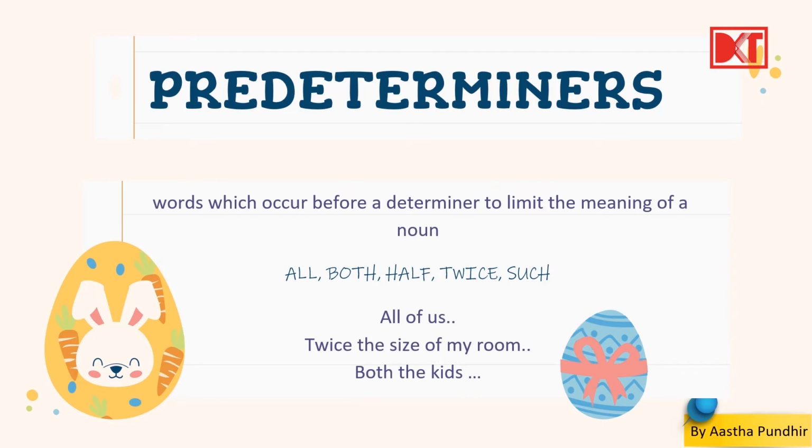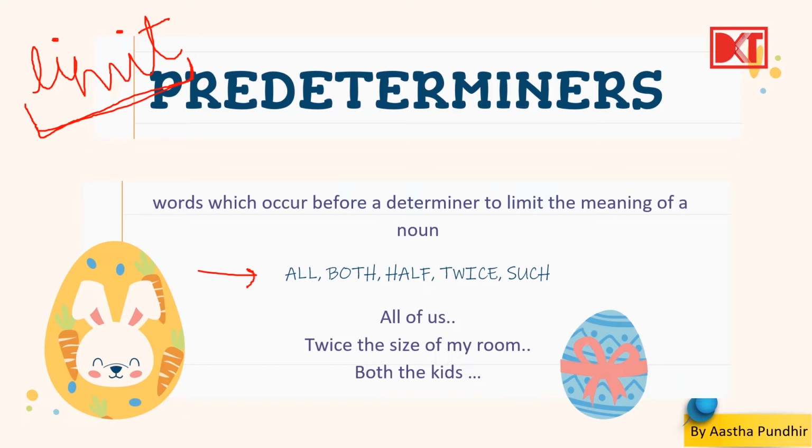Okay, so the first one is predeterminers. Predeterminers are also a subcategory of determiners, which we can say are words that occur before a determiner to limit the meaning of a noun. Here what we are doing is limiting the meaning. As I said, determiners help to identify the meaning, add some meaning to the noun. Here these determiners limit the meaning. How do they limit it? Let's see. Here we have examples like all, both, half, twice, such.